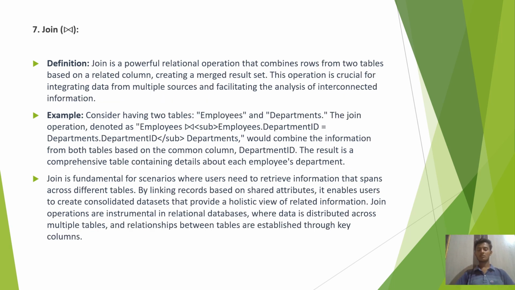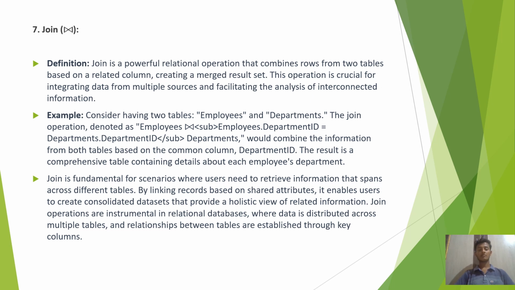And last is join. Definition: join is a powerful relational operation that combines rows from two tables based on related columns, creating a merged result set. This operation is crucial for integrating data from multiple sources and facilitating the analysis of interconnected information.